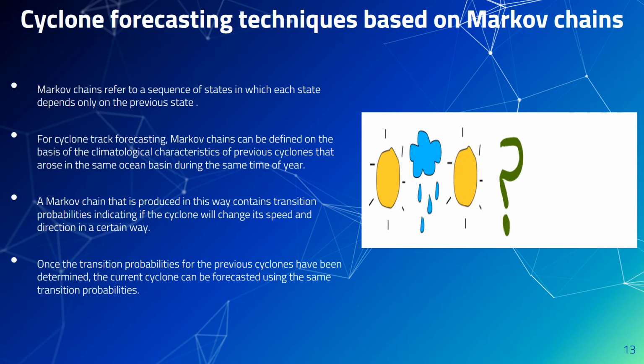Cyclone forecasting techniques based on Markov chains. Markov chains refers to a sequence of states in which each state depends only on the previous state. For cyclone track forecasting, Markov chains can be defined on the basis of the climatological characteristics of previous cyclones that arose in the same ocean basin during the same time of year. A Markov chain produced in this way contains transition probabilities indicating if the cyclone will change its speed and direction in a certain way. Once the transition probabilities for the previous cyclones have been determined, the current cyclone can be forecasted using the same transition probabilities.